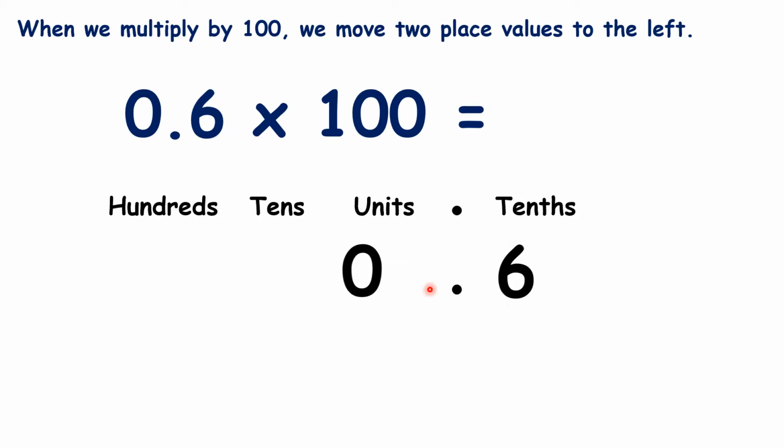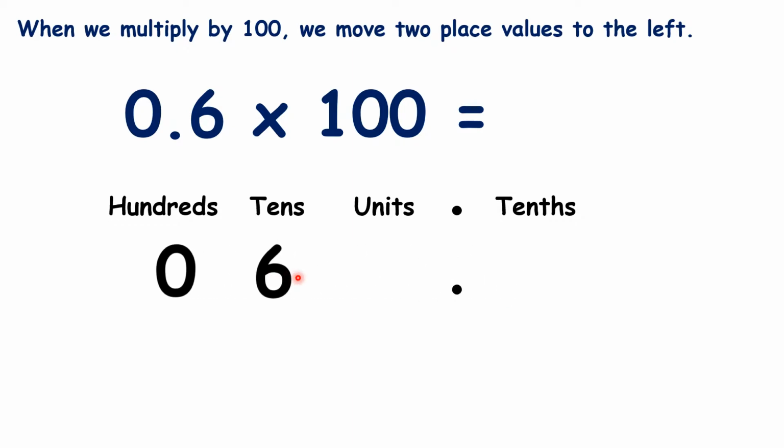Instead, we move 2 place values to the left. We need to write a 0 in our empty units column to show that we now have 6 tens rather than 6 units. But we can ignore the 0 in the hundreds column. So 0.6 times 100 is 60.